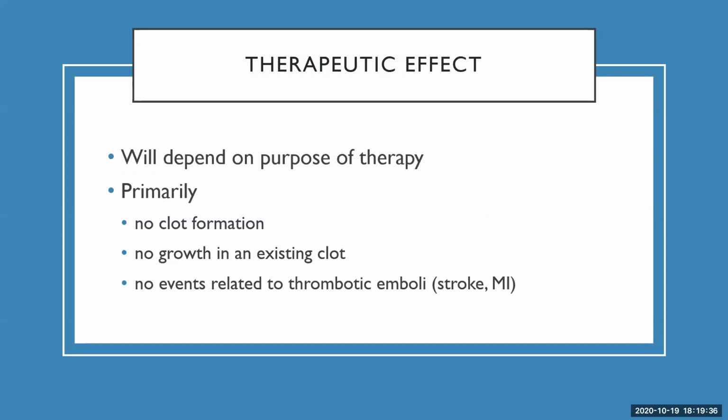But primarily, you're going to have somebody who doesn't get any clots or thromboemboli. There's no growth in an existing clot. For instance, a deep vein thrombosis doesn't get bigger and bigger and worsen. And then they don't have events related to thrombotic emboli. They may have atrial fibrillation, and so they're on anticoagulation, but they don't have a stroke or they don't have an MI, which are signs that they are getting the therapeutic benefit of the drug.